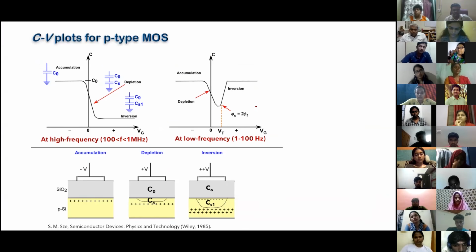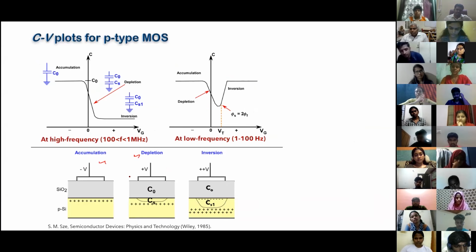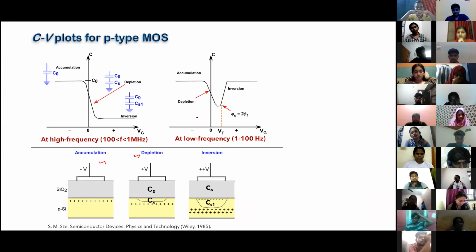Okay, so look at this actually. This case is clear, right? And this case is a depletion. That you understand, correct? These two cases are clear, I believe, because of your question. So let me talk about this.